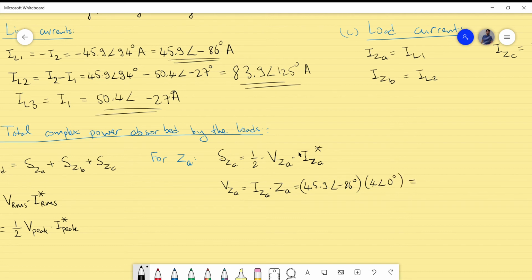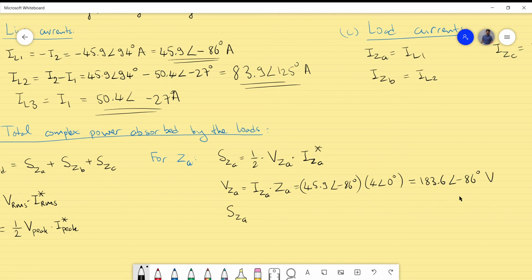I will have an expression for the voltage, which is 183.6 with a phase of minus 68 degrees, and it's in volts. So if I now use the value of the I_ZA in complex conjugate form, then this will of course be a plus sign. And I will use this because I already calculated this. Then I have the following.